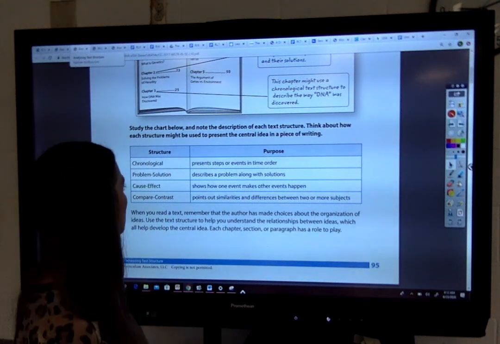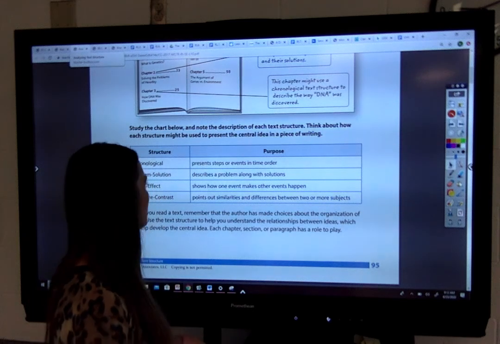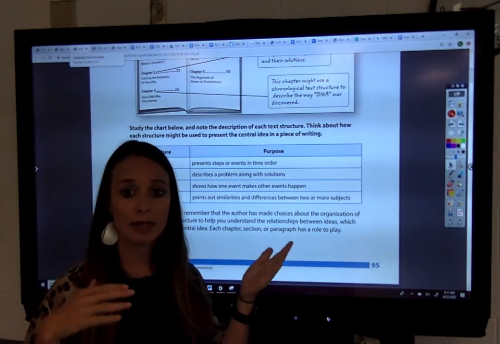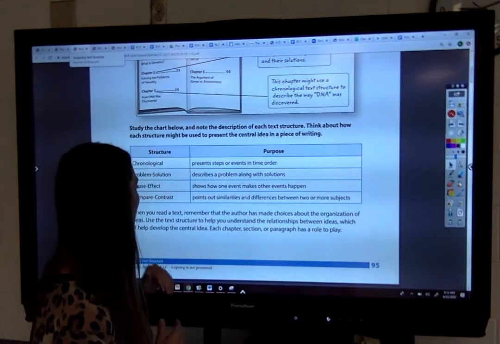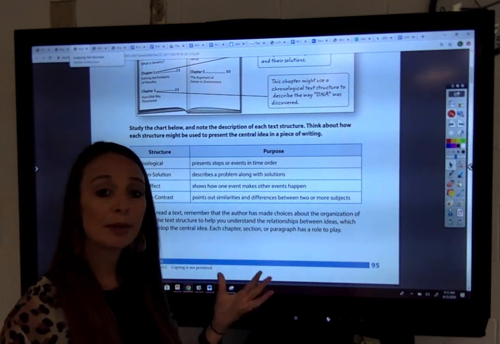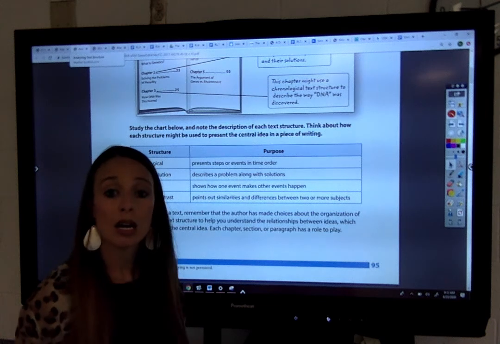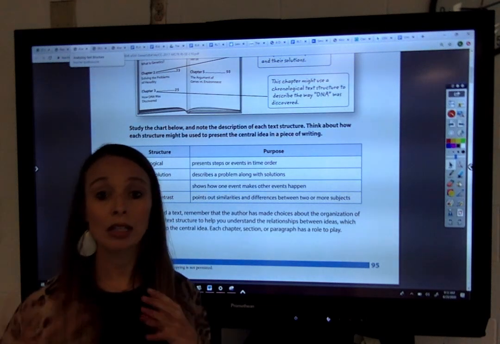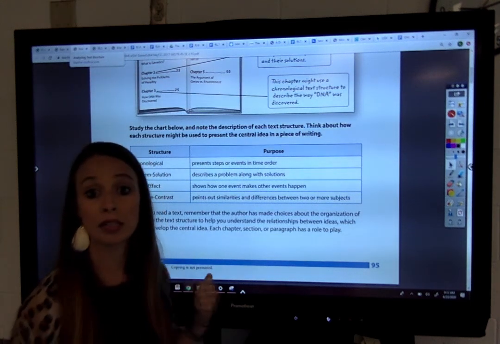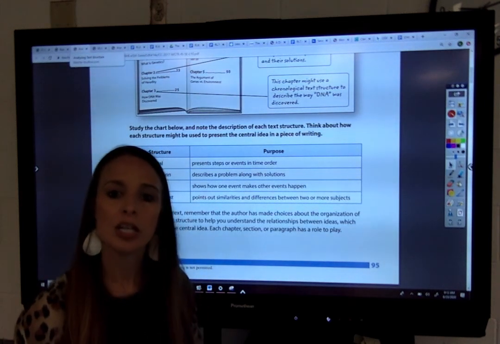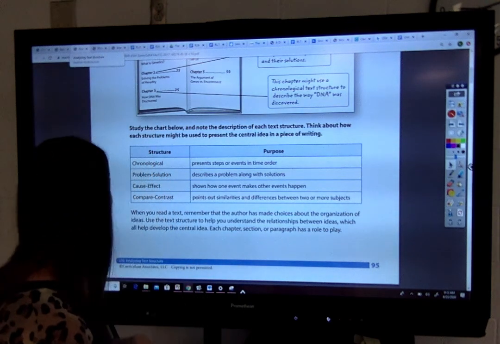The second type is problem and solution. That's where you have a problem and a solution, how it's solved. Cause and effect shows how one event makes another event happen. Because of this, this is the effect. And compare and contrast. Compare, you're looking at the similarities, how they're alike. Contrast, you're looking at the differences, seeing how one subject or two subjects are alike and how they're different. One other one that we talk about in seventh grade that's not on this list is description. Description is when it's describing an object, a person, or a thing in detail. So those are our text structures.